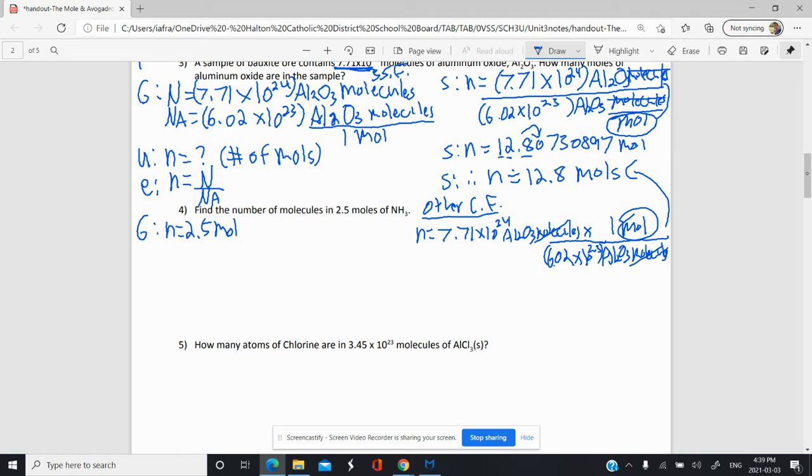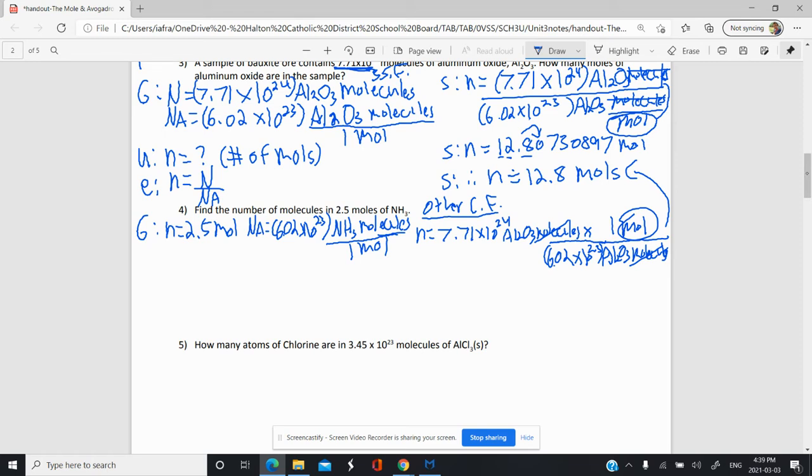And we're given Avogadro's number, Na, is equal to 6.02 times 10 to the power of 23 NH3 molecules, that's our conversion factor, in other words, for 1 mole, per mole. And you don't really need to put the 1 there. You would if it was a conversion factor, but here we're just putting per mole, but it still works.